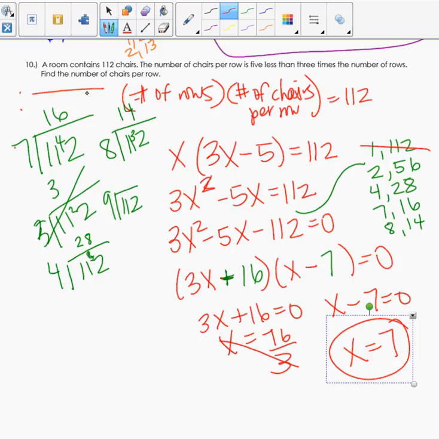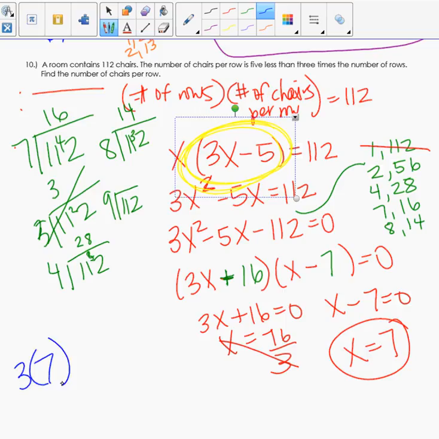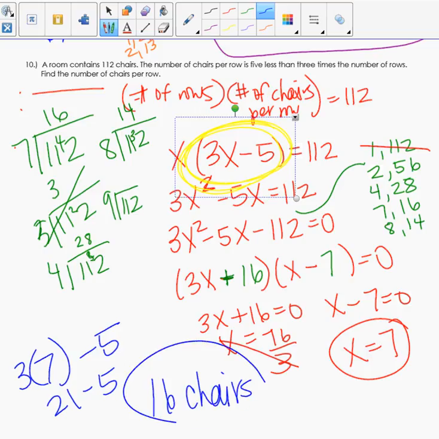It says find the number of chairs per row. Well, there's 7 rows. So now remember, this was my number of chairs per row. So I'm going to take 3 times 7, minus 5, which is 21 minus 5. So 16 chairs is your answer.